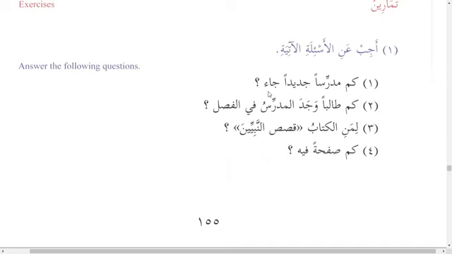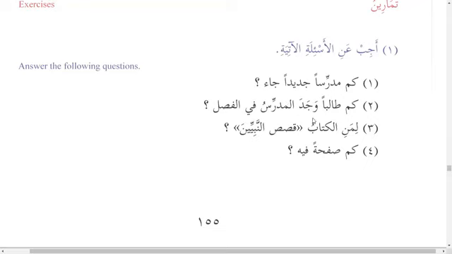And the answer is جاء 5 مدرسين جدد. 5 مدرسين. So مدرسين, in a sound plural, it is majroor. That's why the sifa that we use for مدرسين is also majroor, which is جدد. 5 new teachers came.